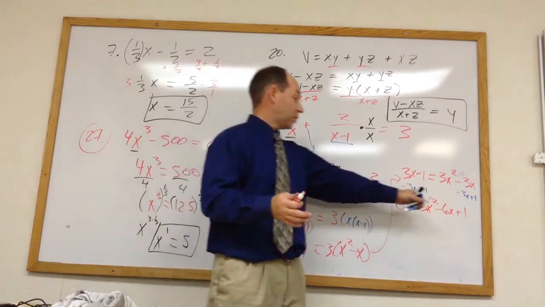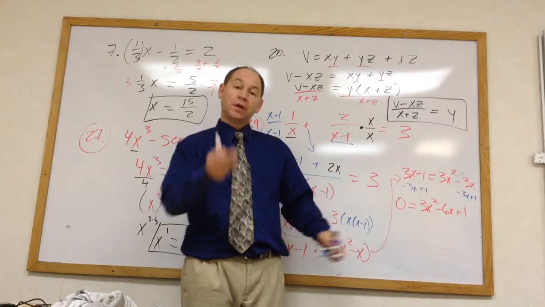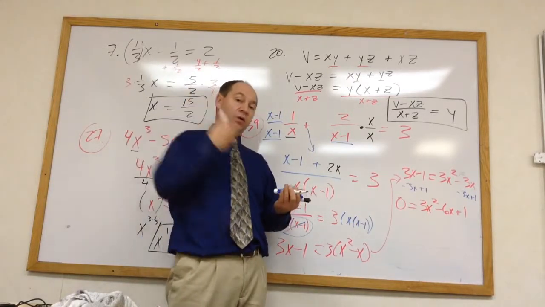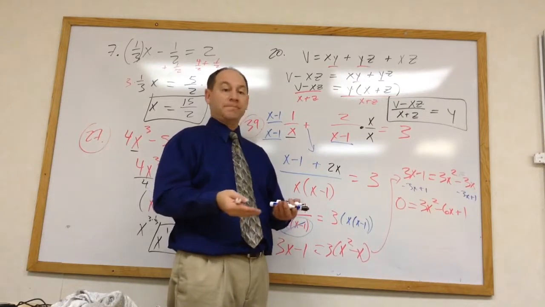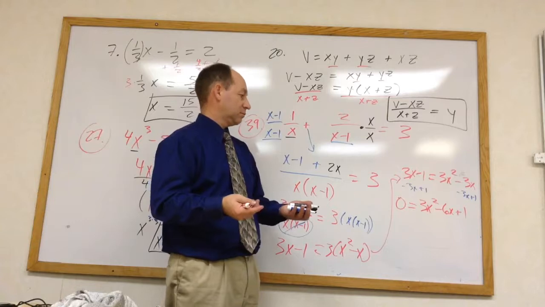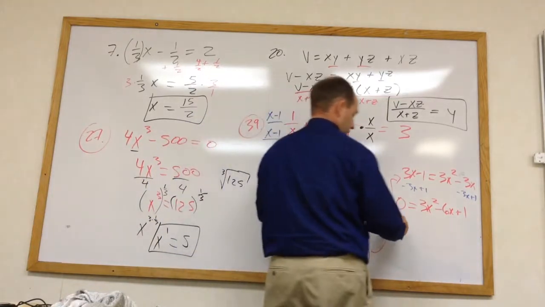Now, I have a quadratic set equal to 0. We should have some tools in our tool belt on how to solve this. You can use completing the square, quadratic formula, or factoring. Okay? And I'm going to see this as factoring right now. Well, maybe not. I'm going to see this as quadratic formula.